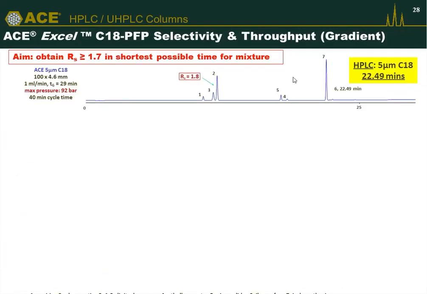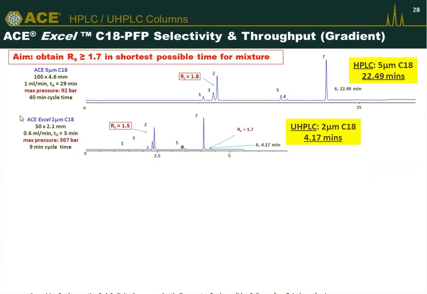So this slide is a simple gradient type separation to show the scaling of separation from a 5 micron situation, ACE 5 micron C18 here, and taking it down to the A6L 2 micron C18, so scaling that separation from HPLC to UHPLC type separations. You can see now we go from 25-minute runtime to sub 5-minute runtime, which is very helpful.